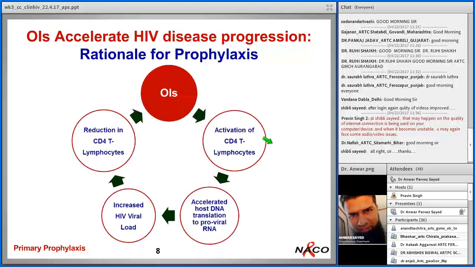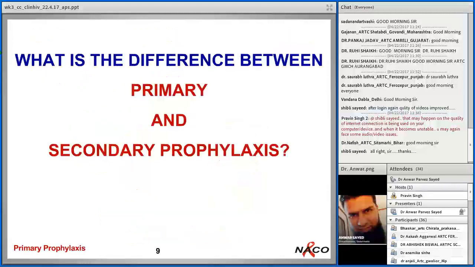So OI accelerates HIV disease progression, and that is our rationale for prophylaxis. What happens is, if you have an OI, then there will be activation of CD4 T lymphocytes, and accelerated host DNA translation to pro-viral DNA will happen, which will obviously produce more and more HIV virus that will increase the viral load. Increased viral load will cause more destruction of CD4 cells, and CD4 depletion will cause OI again. So this is a vicious cycle which will go on unless you break the cycle with ART or prophylaxis.